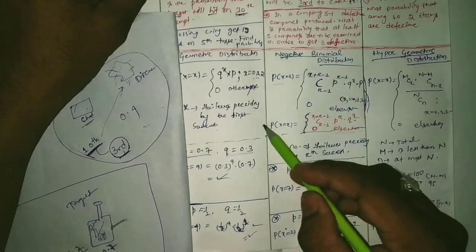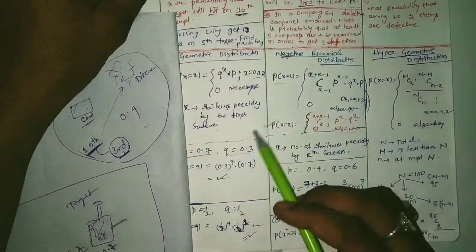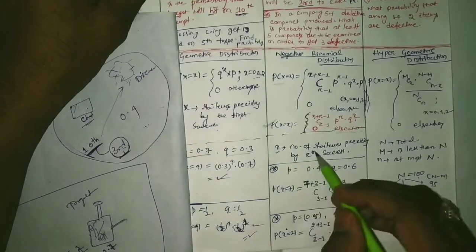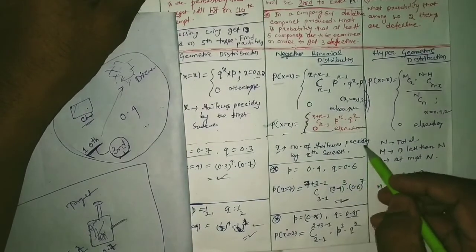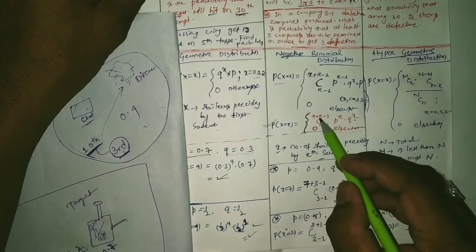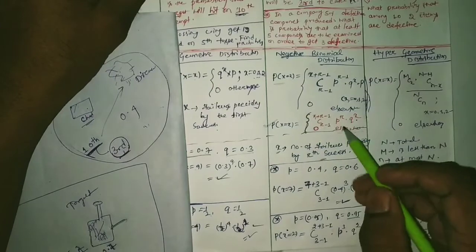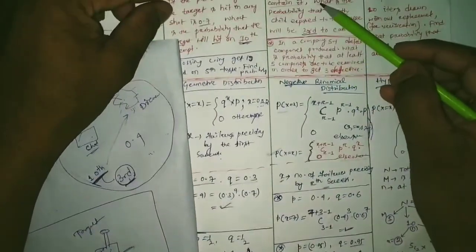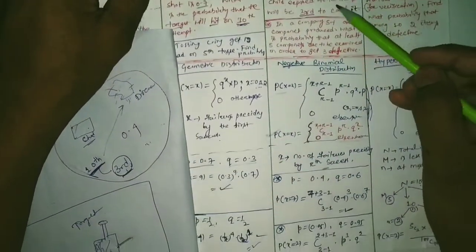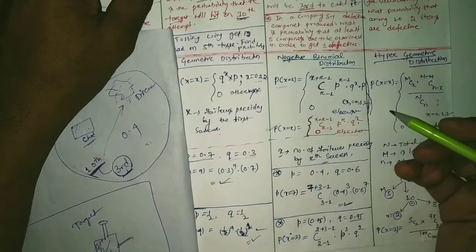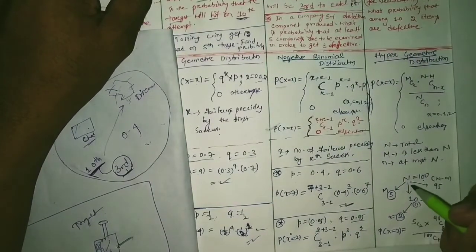So this is the PMF of the negative binomial distribution, and you have to remember that x is the number of failures preceding the rth success. Here r is the number of successes. So for this question, r is 3. If r is 3, then x is obviously 7, right?